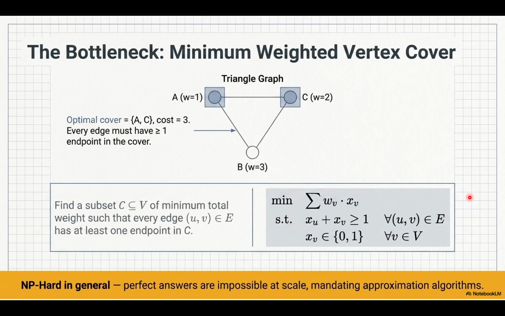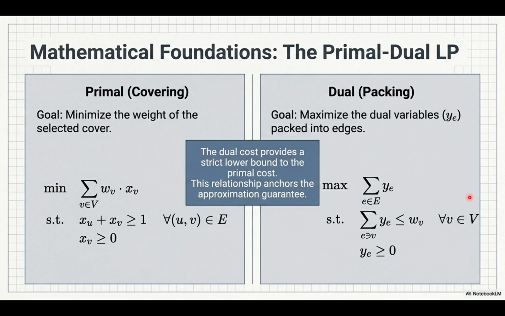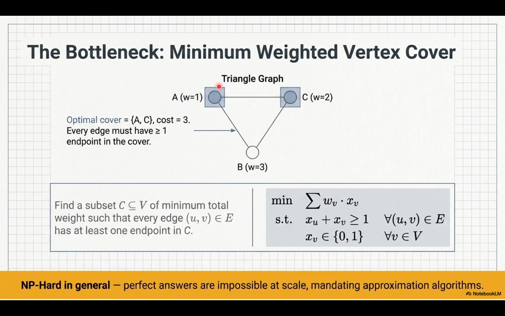Okay, to ground this abstract math, let's look at a really specific localized example from the sources, the triangle graph. Oh yeah, that's a perfect starting point. So we have three vertices forming a closed loop, a triangle. Vertex A has a weight of 1, vertex B is heavy, it has a weight of 3, and vertex C has a weight of 2. Right, so to cover all three connecting lines for the lowest cost, the optimal cover is obvious. You just pick A and C. Because that gives a total cost of 3, and every single edge is touching either A or C. It's clean, it's totally verifiable. Exactly. But you can't brute force that logic when the graph has a billion vertices.